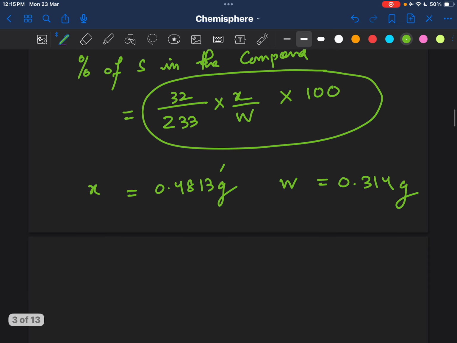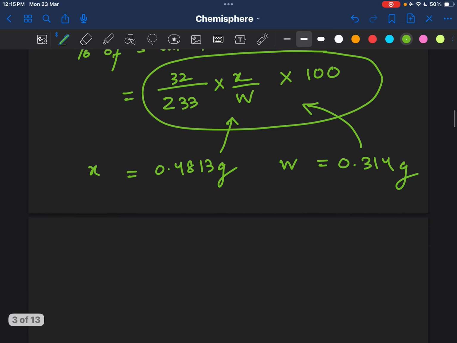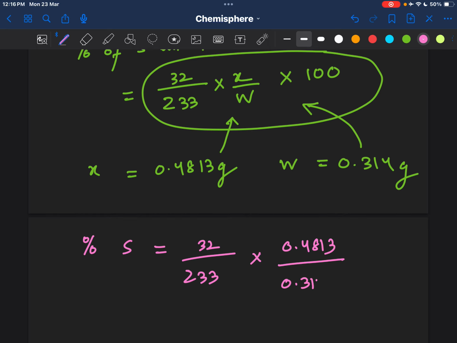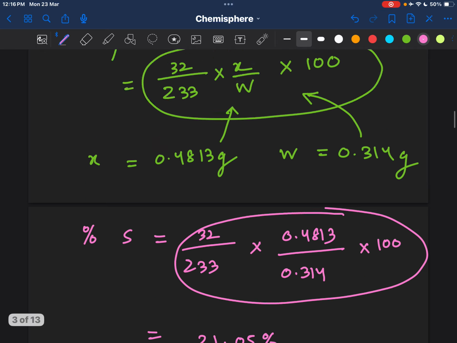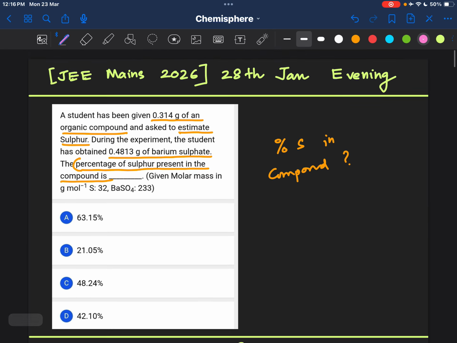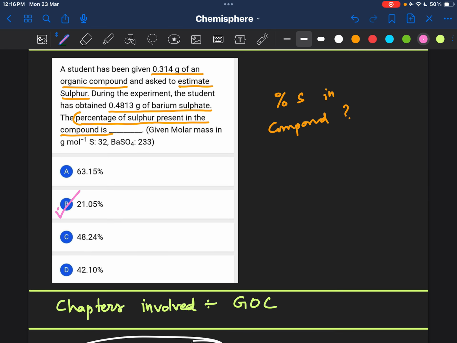When we put these values in the formula, we have percentage of S equal to 32 by 233 into 0.4813 divided by 0.314 into 100. When we do this calculation, we get 21.05%. So the percentage of sulfur is 21.05%. Let's see which option is correct. Yes, it's the B option, 21.05%. Okay, thank you.